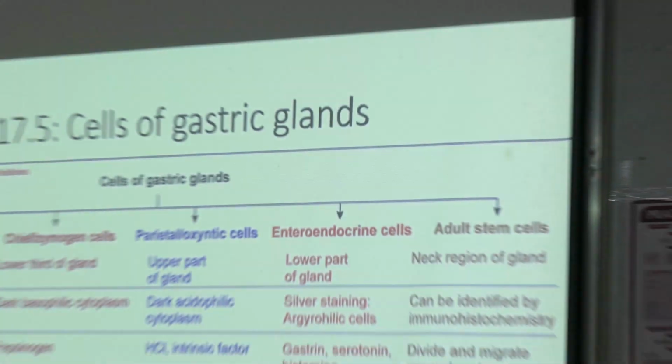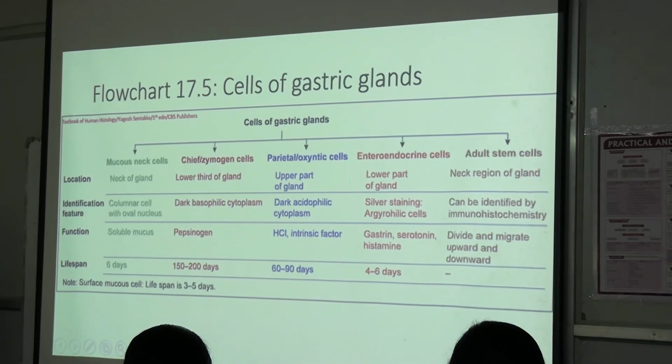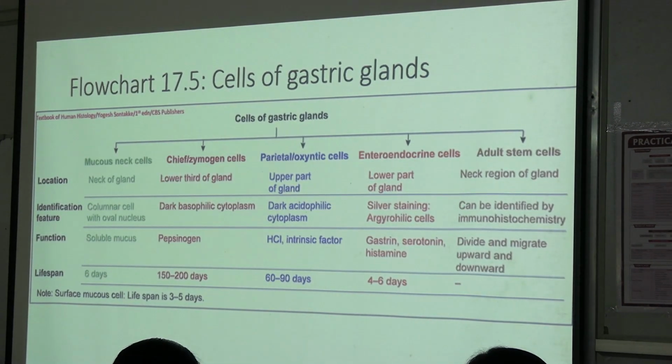So, if you see, this is a gastric pit. This region is the upper part, then we have the middle part, then we have the bottom part. So, we can divide it into upper third, middle third, lower third, and accordingly place the cells which are present. To summarize, these are the different types of cells which are present in the gastric pits or gastric glands.